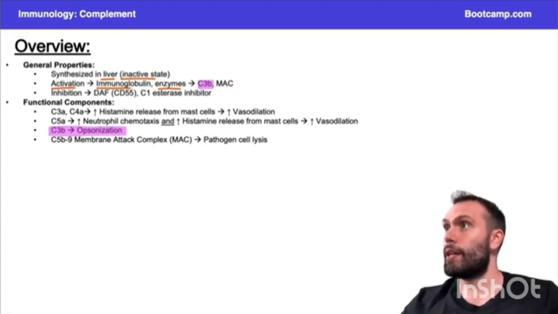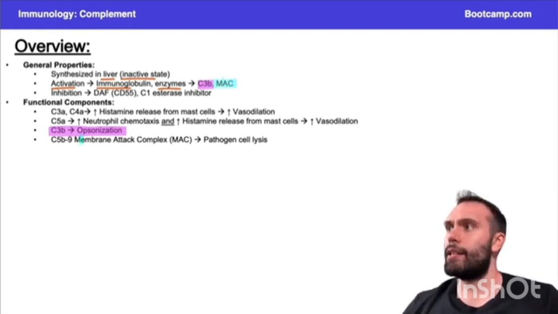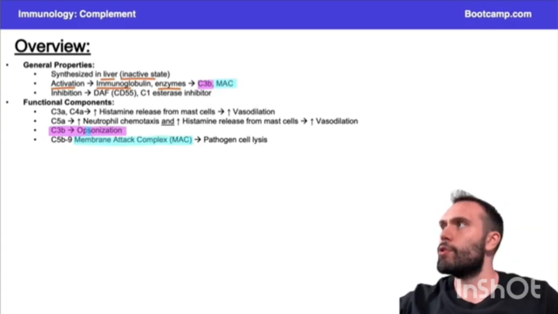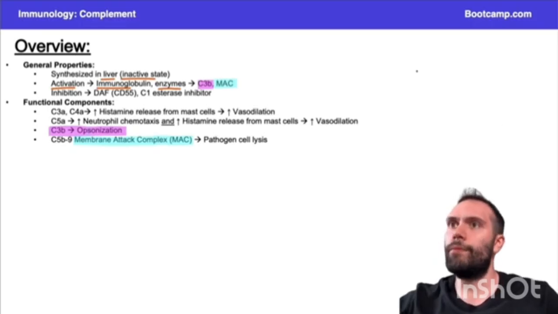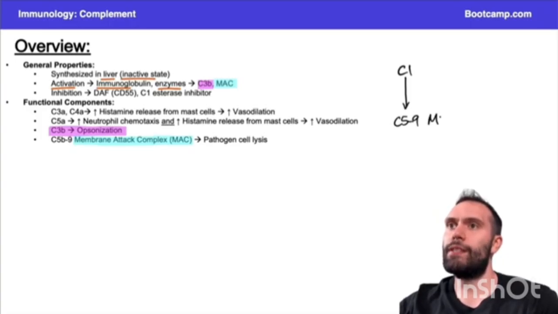Now, the other endpoint to complement is going to be the membrane attack complex, which is what MAC stands for. As we go through complement, we're going to start at the top. So, we'll start with C1, but then eventually, as we go through the complement cascade, we'll end with this C5 to C9 complex. And this is sometimes referred to as the membrane attack complex, or the MAC.